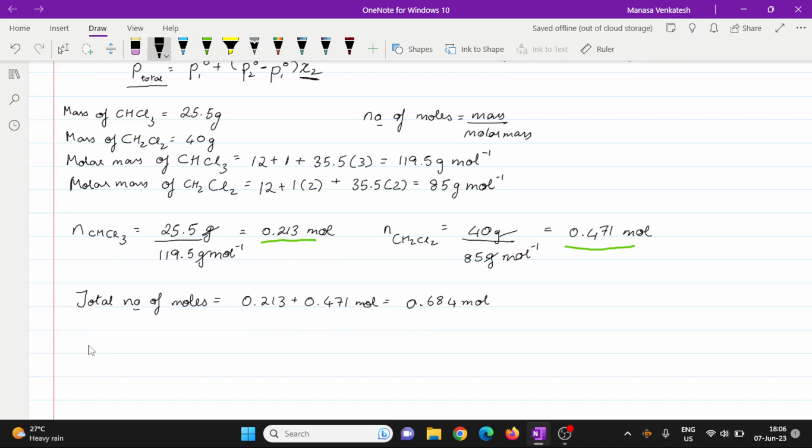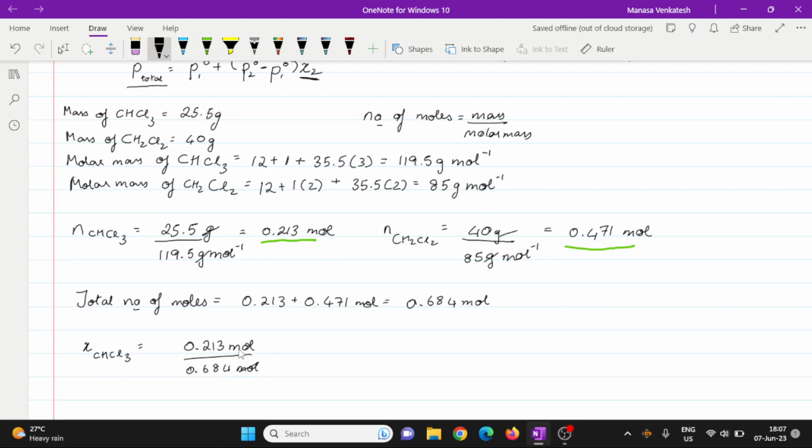So let's calculate the mole fraction of CHCl₃, which is equal to the number of moles of CHCl₃, which is 0.213 moles, divided by 0.684 moles.